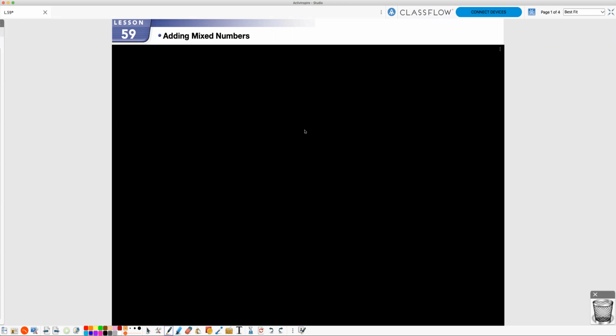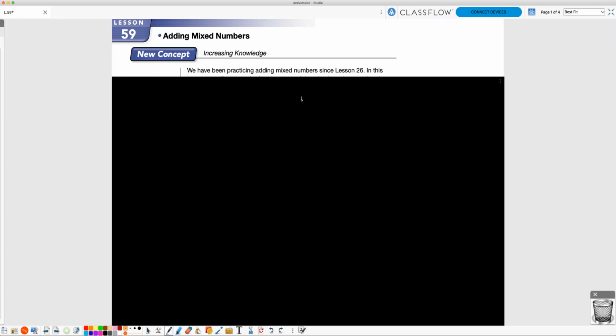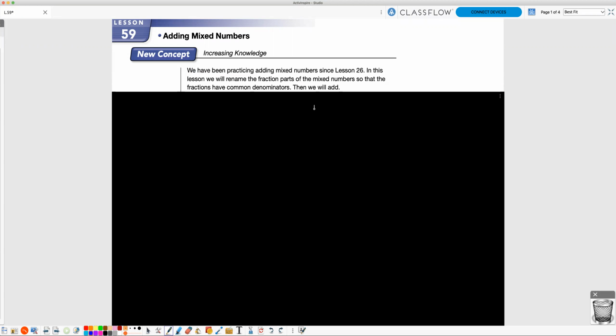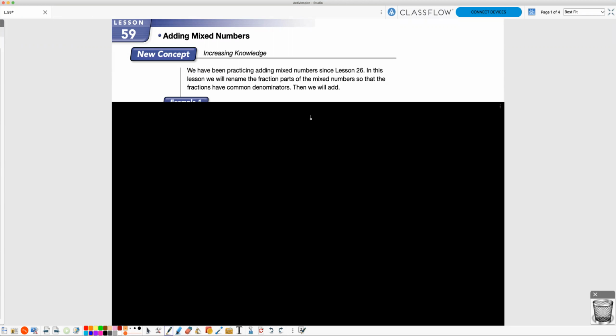This is lesson 59, adding mixed numbers. We've been practicing adding mixed numbers since lesson 26. In this lesson, we will rename the fraction parts of the mixed numbers so that the fractions have common denominators, then we will add.